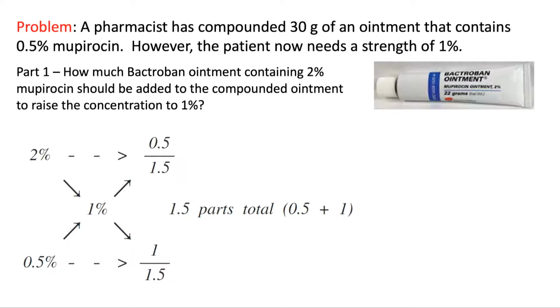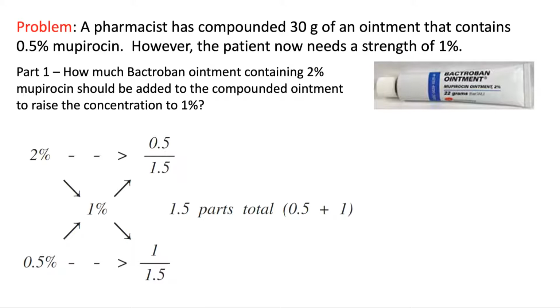Now, I'll remind you what we would next do. Now that we know we need 0.5 parts of the 2% and 1 part of the 0.5%, I still need to know the relationship of those individual parts to the total. So how many total parts would we have? Let's just add them up. The 0.5 of the 2% and the 1 from the 0.5% means our total number of parts would be 1.5. So let's set a proportion for the 2%. We need 0.5 out of 1.5 parts to be the 2%. And in the bottom, we show that we need 1 part out of 1.5 parts to be the 0.5%.